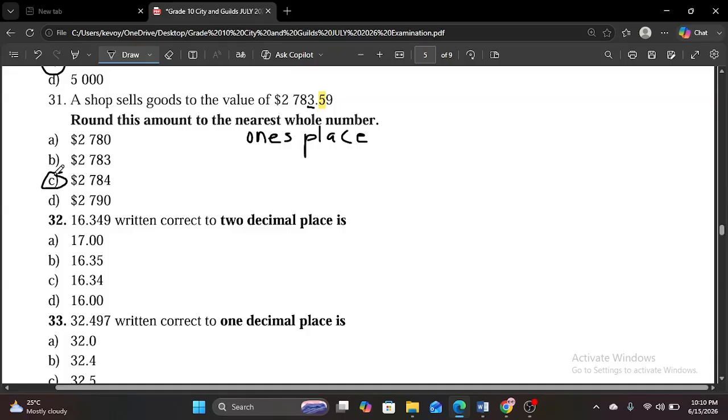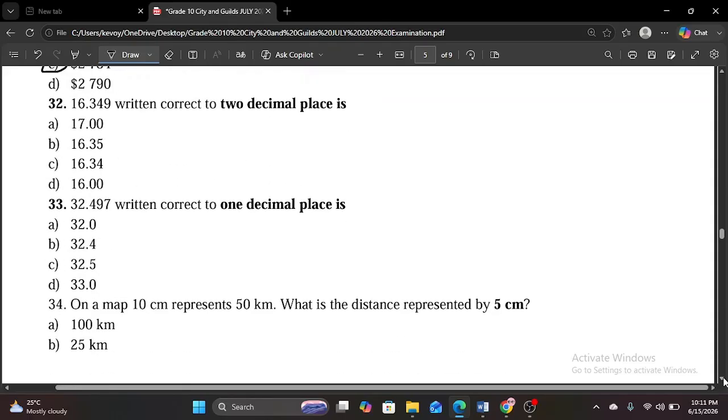All right, let's look at question 32. So 16.349 written to the second decimal place is... so the second decimal place is the second digit that comes after your decimal point. So 1, 2, 3. So your second decimal place would be where your 4 is. So that 4 right here will be your second decimal place. That's how you count it. So the digit beside the 4 right there is going to be your 9. So 9 is the digit that comes beside the digit in the second decimal place.